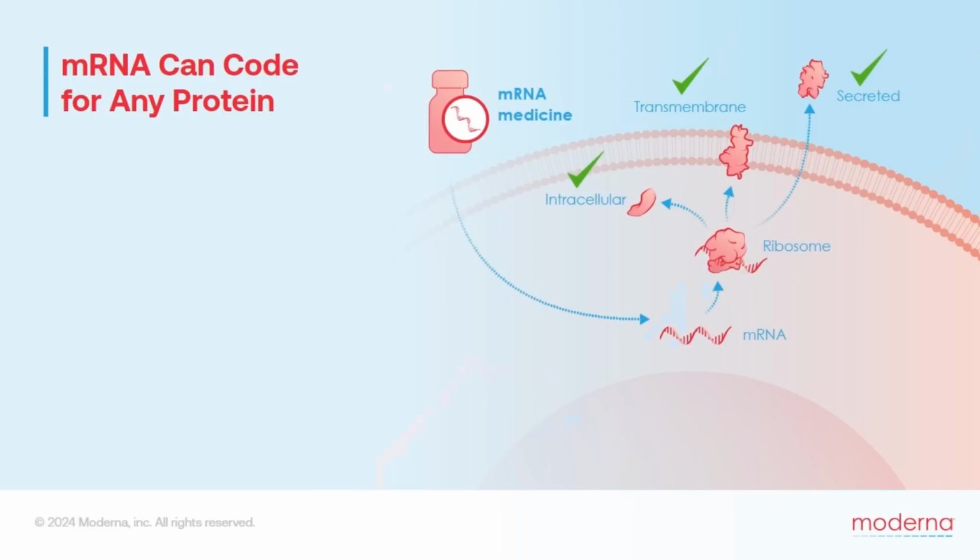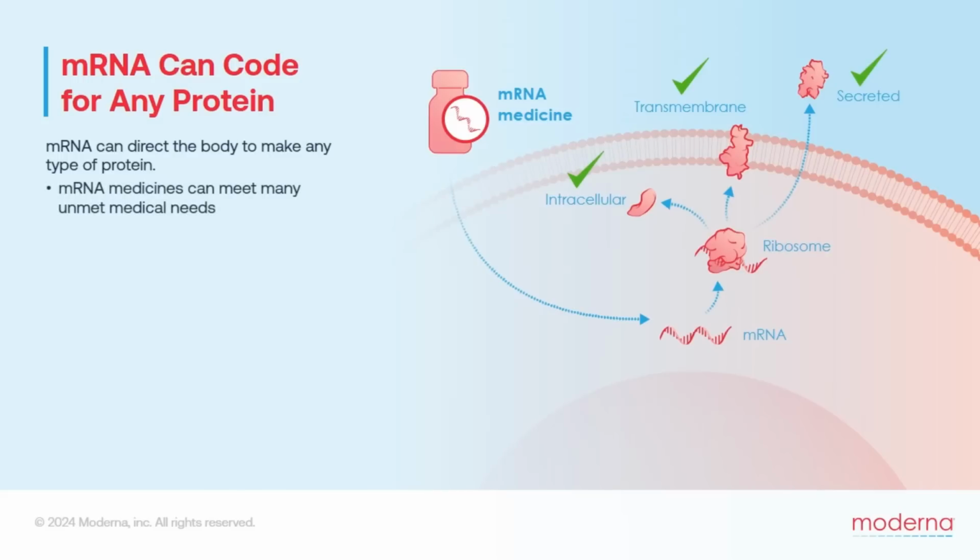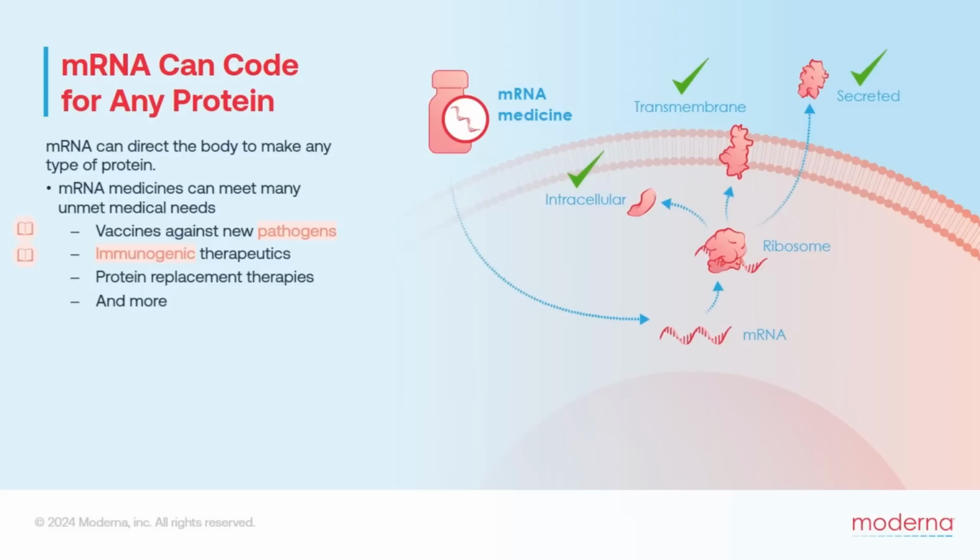We learned about the first of these in the previous lesson. That is, mRNA has the ability to direct the body to make any type of protein, not just proteins that do their job outside of cells. So mRNA medicines have the potential to meet many currently unmet medical needs. These range from rapid development of vaccines against new pathogens as quickly as they emerge, to stimulating the immune system to fight cancer, to treating patients with inborn metabolic errors by giving them back the ability to make the protein they're missing.